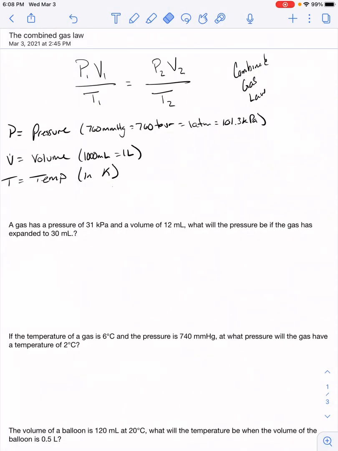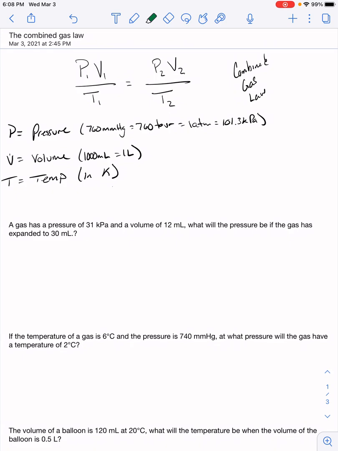Okay, for Chemistry 1 today, you guys are going to be assigned some gas law problems, okay? We're going to use the combined gas law, which says that pressure 1 times volume 1 divided by temperature 1 is equal to pressure 2 times volume 2 divided by temperature 2.